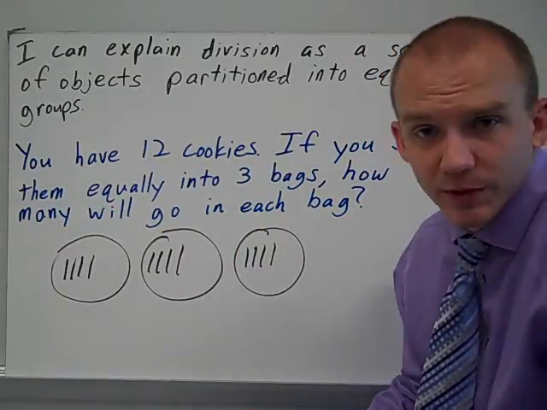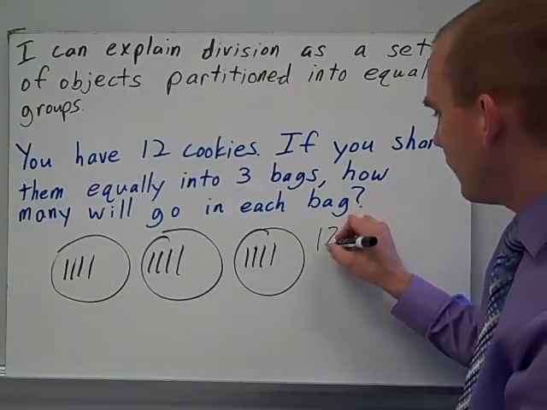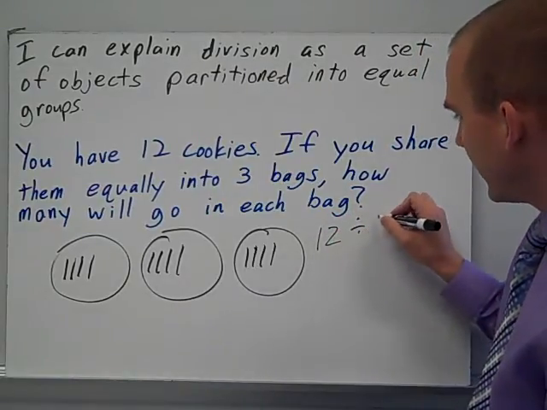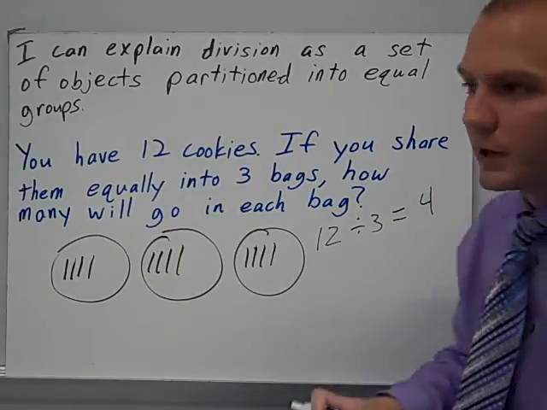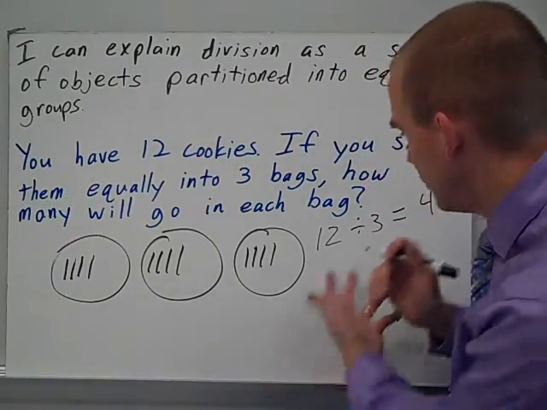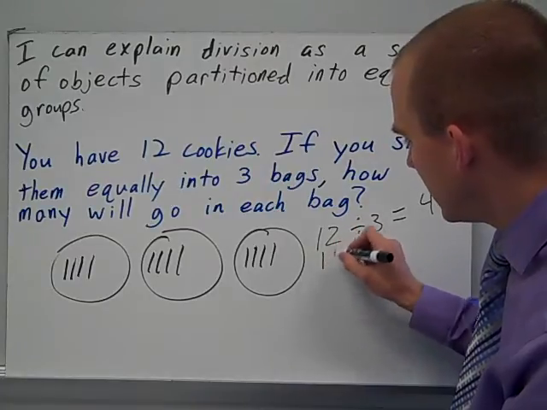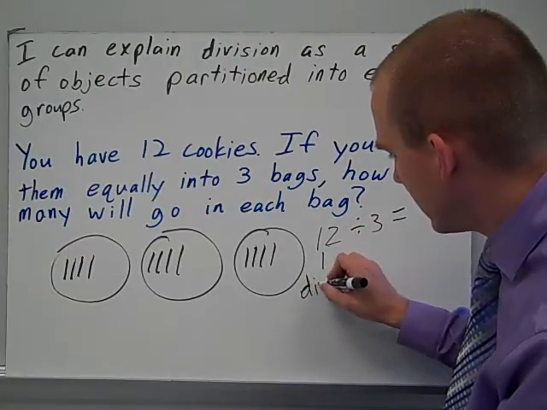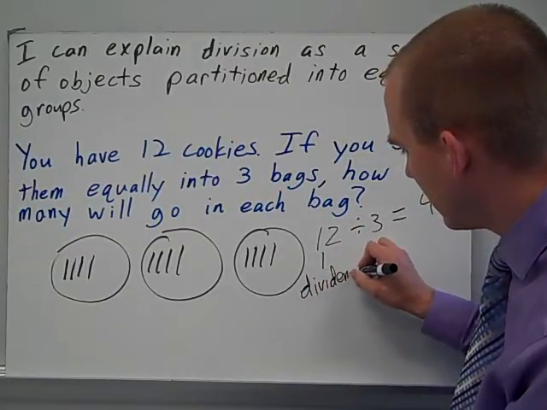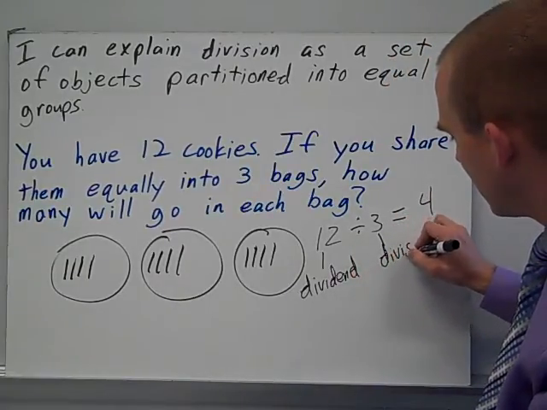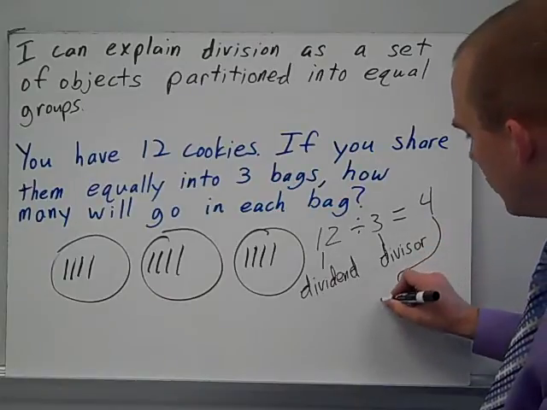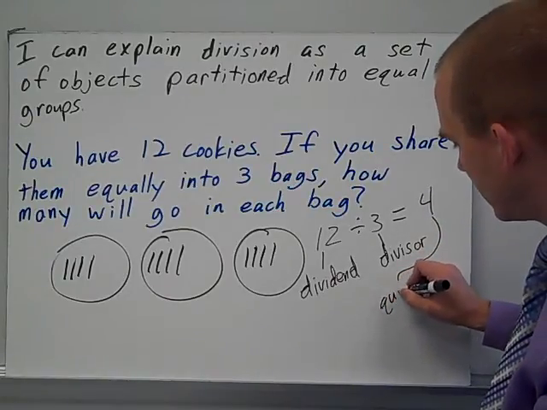And how I show that with division is like this. 12 divided by 3 equals 4. Just like in multiplication, you have factors and products. In division, you have special names too. This big one is called your dividend. This one here is called your divisor. And the final one is called your quotient, your answer.